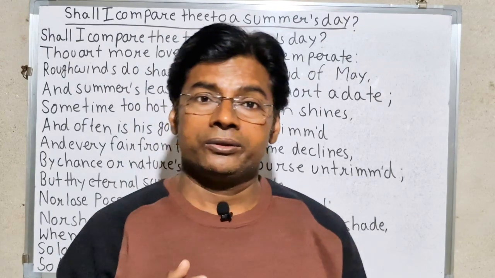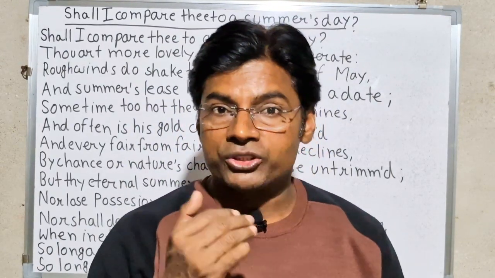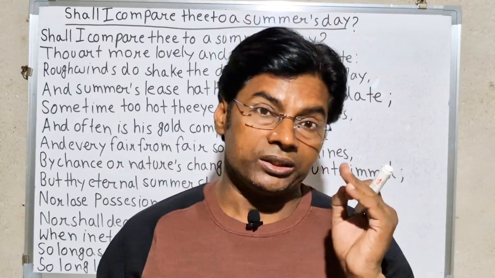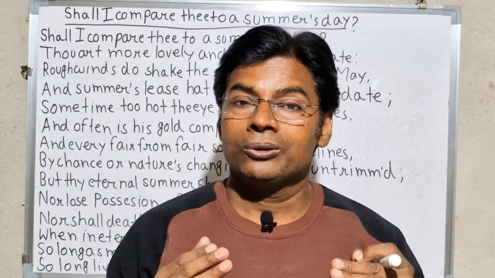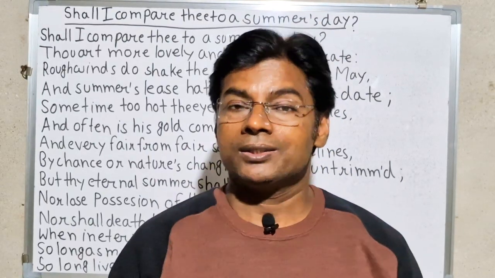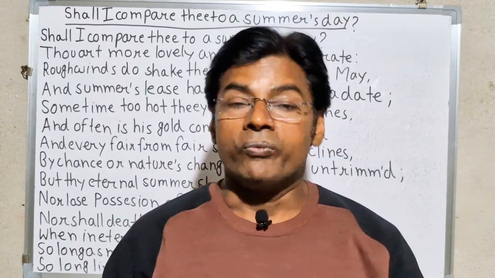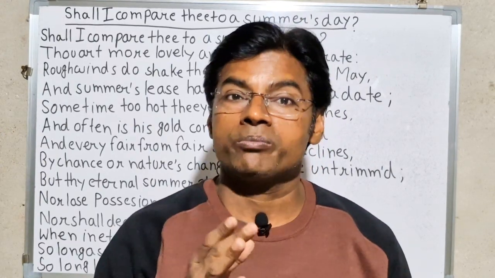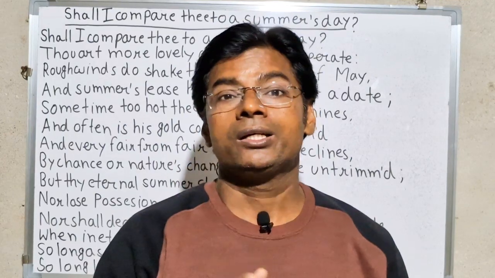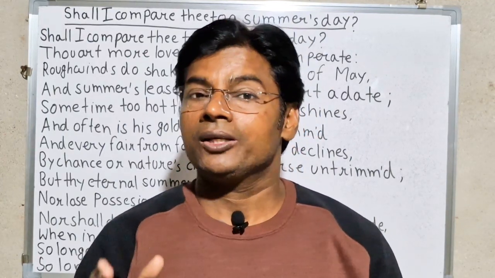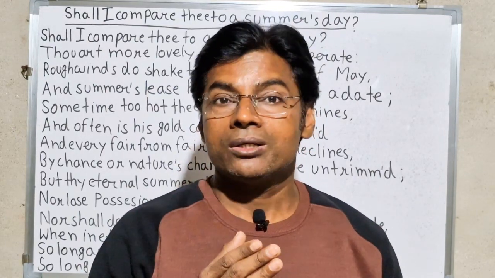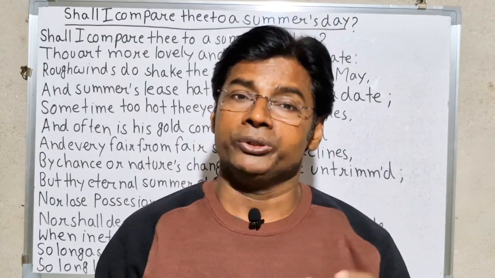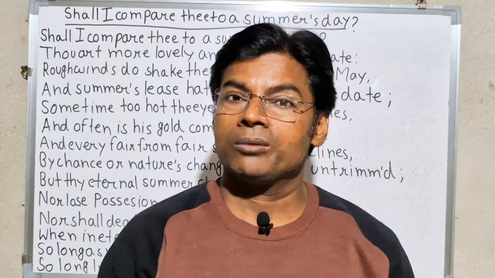Here Shakespeare is asking the permission of his own friend whether he should compare his fairness, his beauty, to a summer day or not, but he himself outrightly rejects it in the next line of the poem on multiple grounds. Let's look at these multiple grounds and enjoy this beautiful sonnet of Shakespeare, that is sonnet number 18.